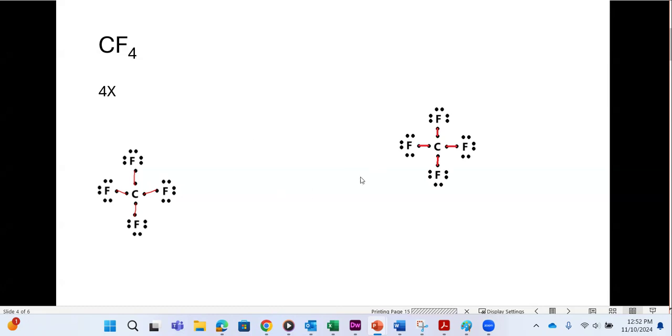So we have everything in the octet rule. We can see that. All electrons are paired up, and we can see how many lone pairs are left behind.